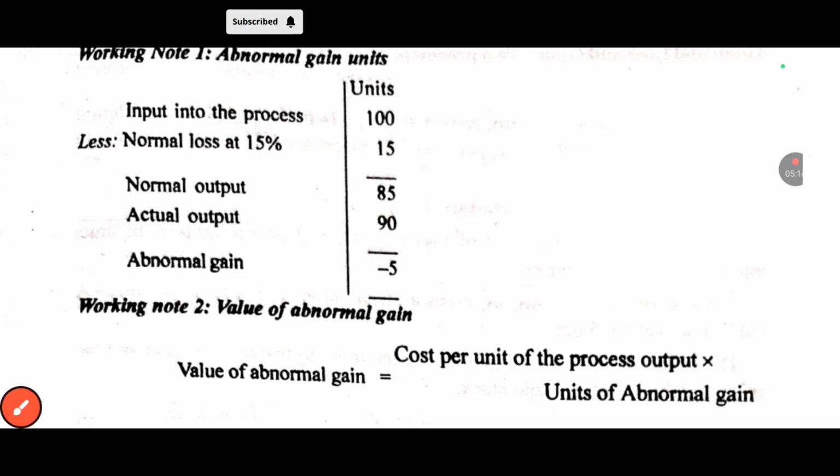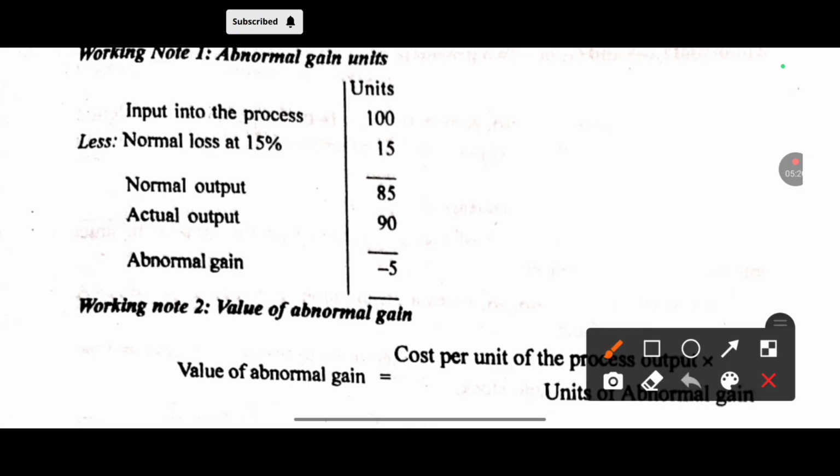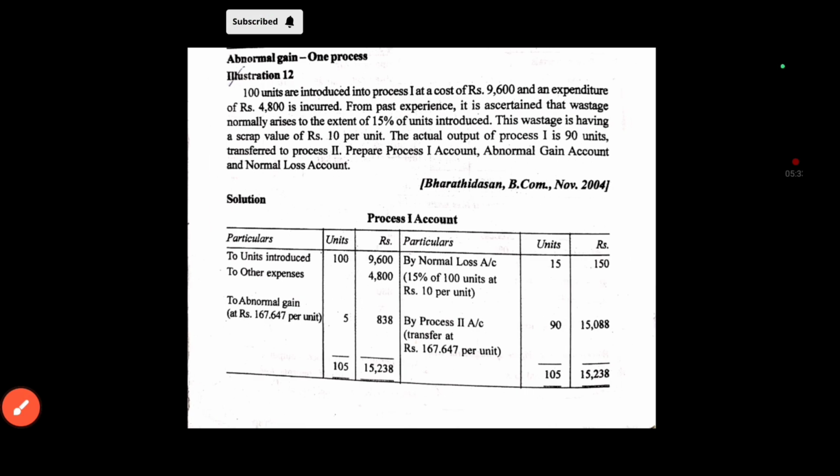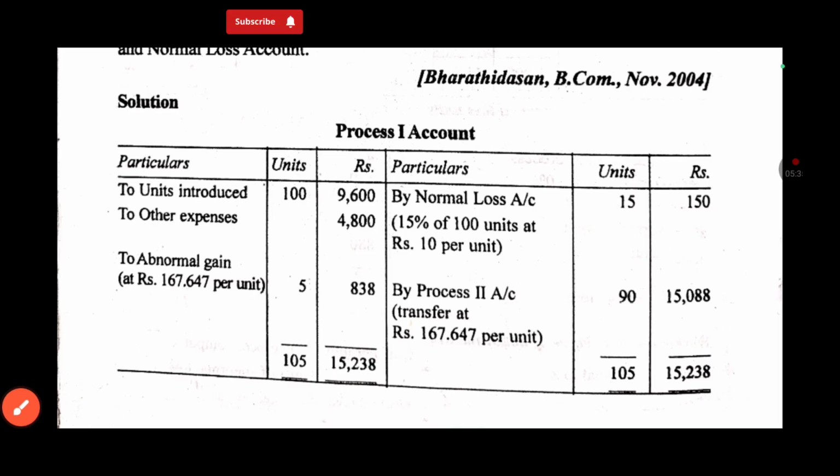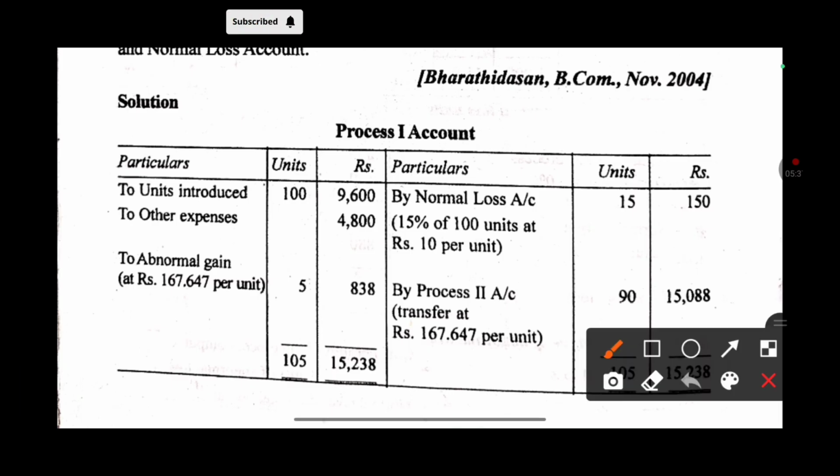So after the calculation, we are going to enter into the process 1 account. That means normal loss of 15 units and the actual output given in the question, 90 units. Now we have found the abnormal gain through this calculation, 5 units. Come to the process 1 account. Normal losses, the actual output and the abnormal losses are always entered on the credit side of the process account.